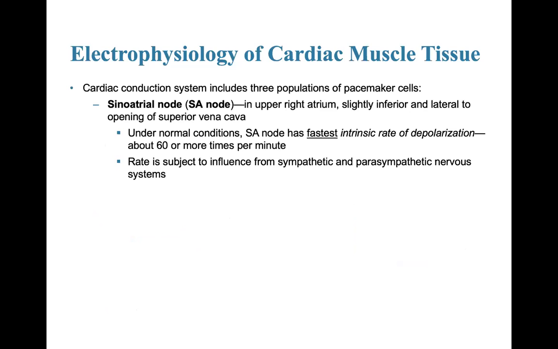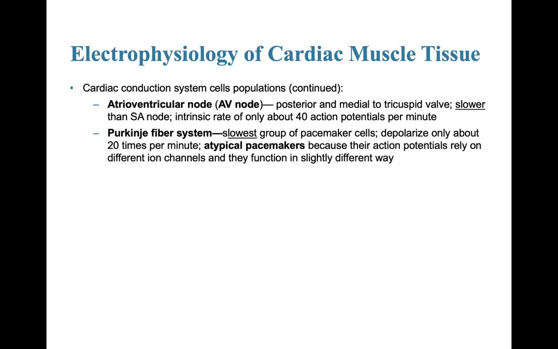Okay. So there are 3 populations of pacemaker cells. The first is the sinoatrial node, or SA node. This is in the upper right atrium, slightly inferior and lateral to the opening of the superior vena cava. Under normal conditions, the SA node has the fastest intrinsic rate of depolarization, about 60 or more times per minute. The rate is subject to influence from the sympathetic and parasympathetic nervous system. So your autonomic nervous system can come in and modulate the rate of the contractions of the heart, but it's sort of set by these pacemaker cells.